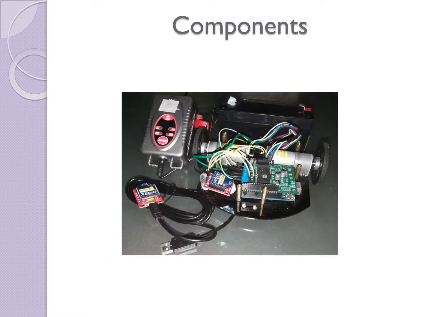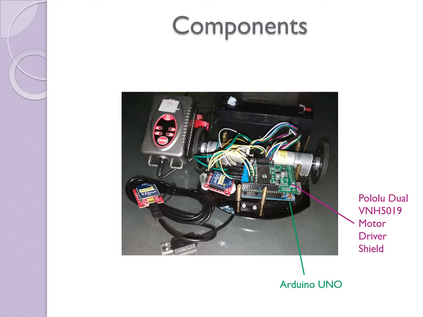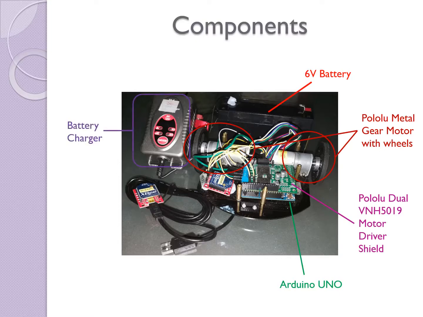So this is the robotic system used in this project. It is Arduino controlled, and there is a Pololu dual motor driver shield used to control these two wheels. It is powered overall using a 6-volt battery, and it can be charged with this battery charger. To interface to the computer, a Bluetooth connection is needed, so we will be using XBee Bluetooth transceivers with the Explorer boards to interface with each other. Now, let's move on to the demonstration of this project.